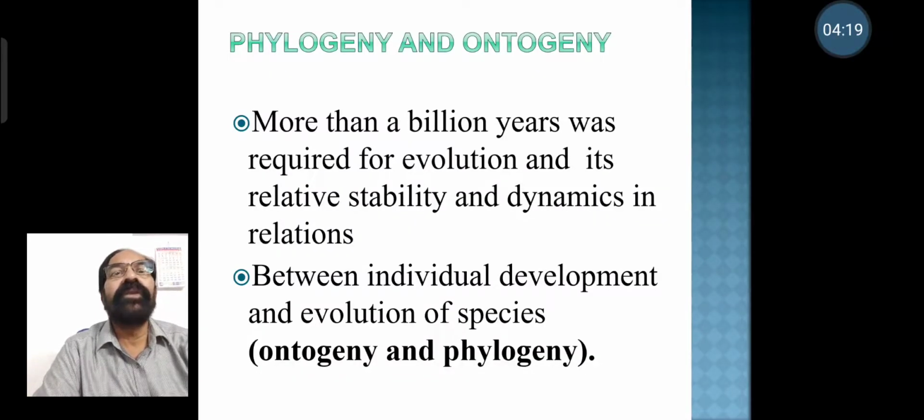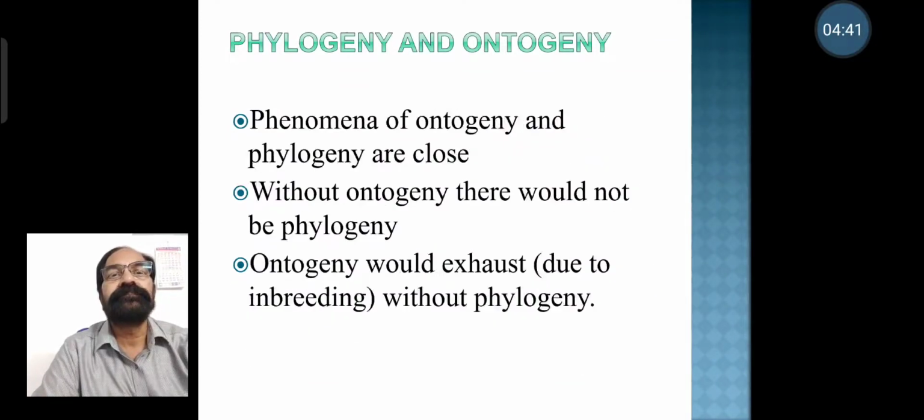So first we'll start with phylogeny and ontogeny. More than a billion years was required for evolution and its relative stability and dynamics in the relations between individual development, that is ontogeny, and evolution of species, that is phylogeny. The phenomena of ontogeny and phylogeny are close. Without ontogeny, there would not be phylogeny. Ontogeny would exhaust due to inbreeding without phylogeny.